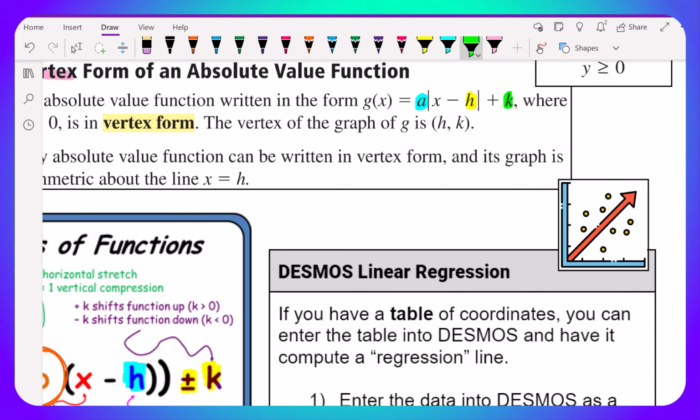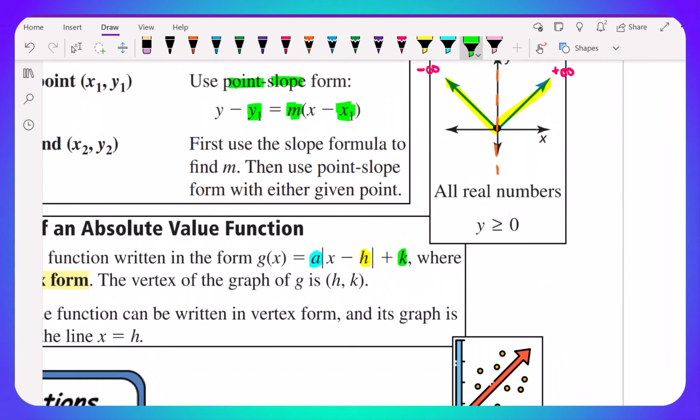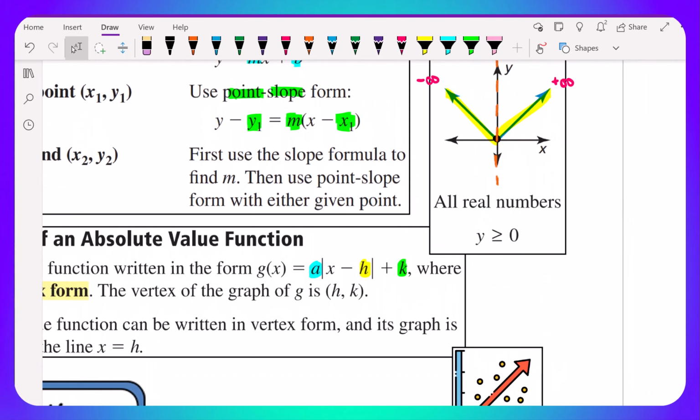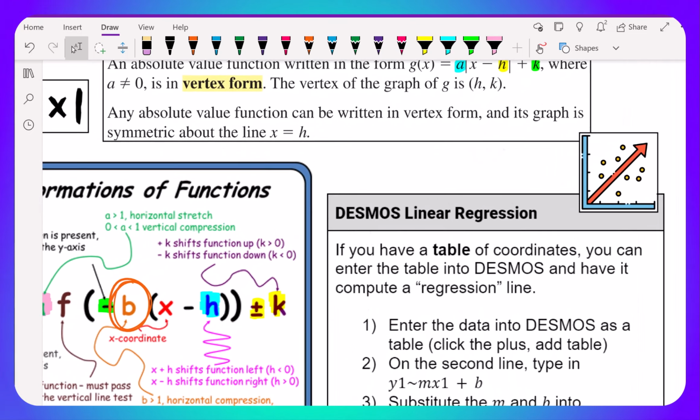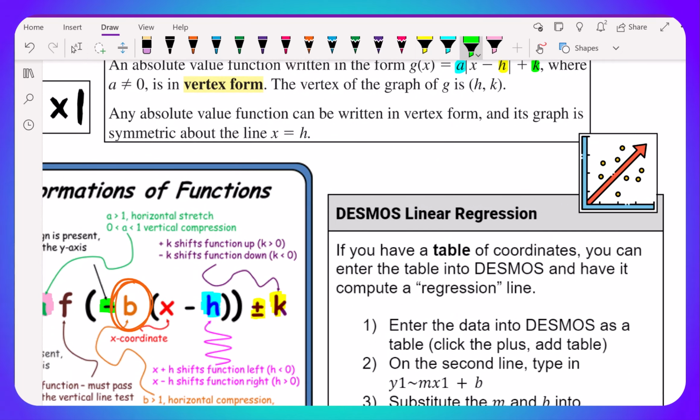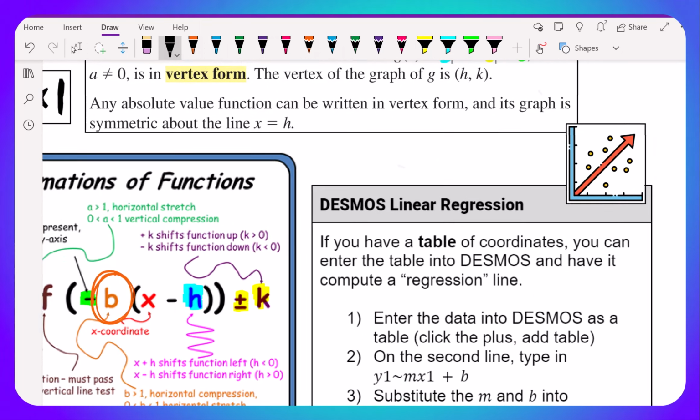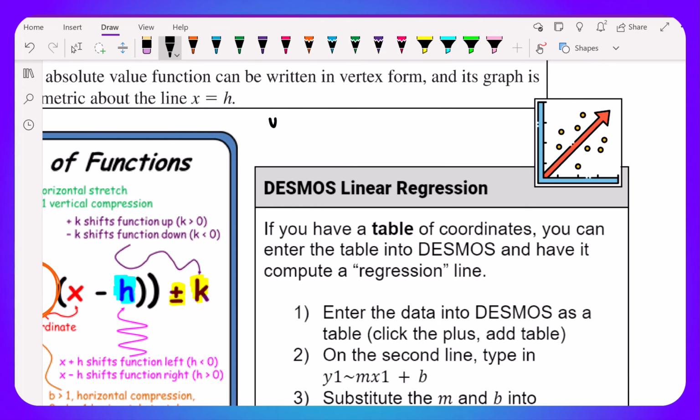If a is negative, it will move that from a positive V to a negative V, so it will be like everything negative. If it asks you about what the vertex is and what the axis of symmetry is, I can give you a really quick example of that.